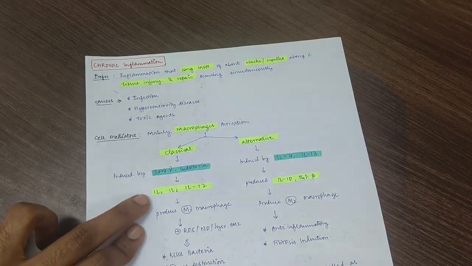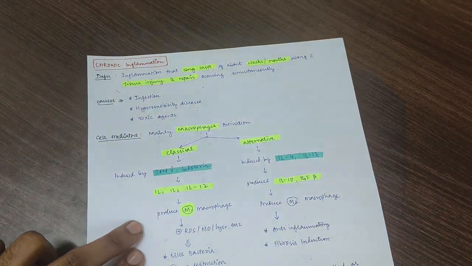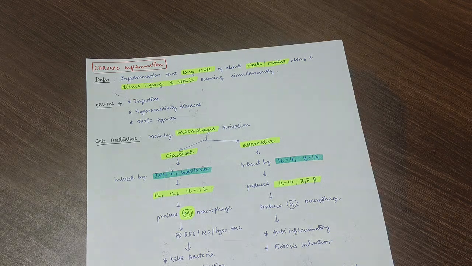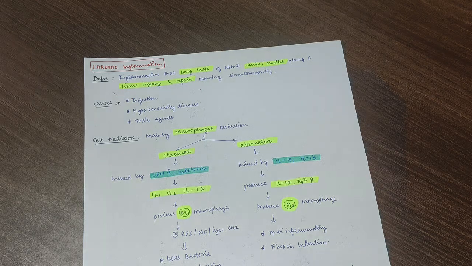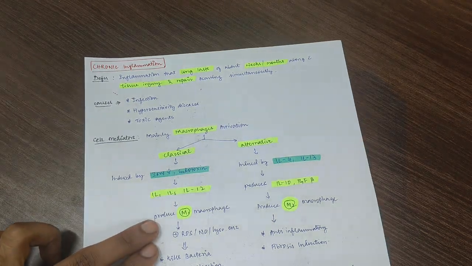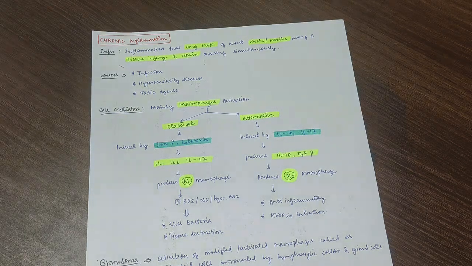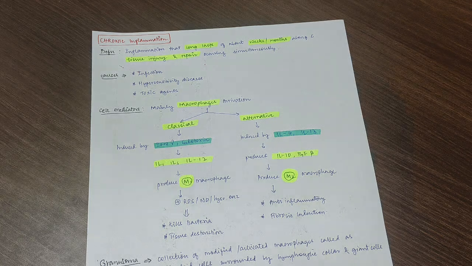So what is the function of IL-6, IL-1 and IL-12? They form M1 macrophages. The macrophage formed in the classical pathway is called M1 macrophage, whereas the macrophage formed in the alternative pathway is called M2 macrophage. Once the M1 macrophage is formed, what will that lead to? It activates reactive oxygen species, nitric oxide and lysosomal enzymes. After this, there is killing of the bacteria and tissue destruction.